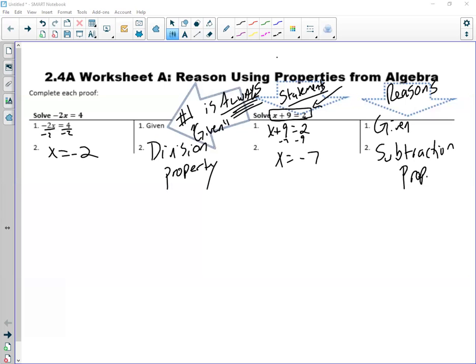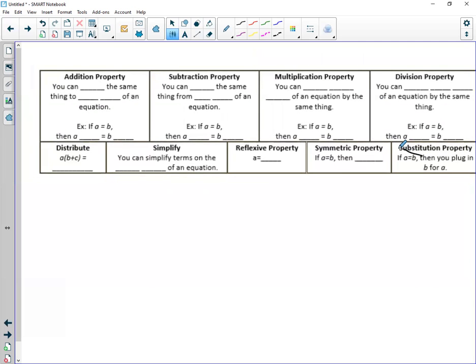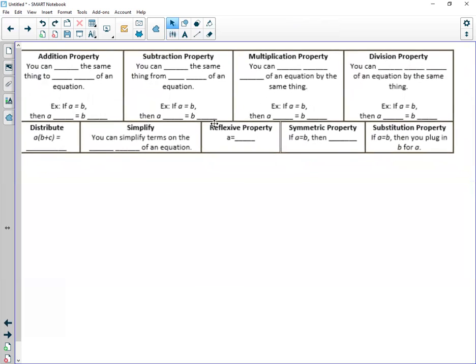So now we will go through these properties just in case you don't remember them. In case you don't remember all of these, that's fine. If you do remember all of these, that's great. But if you don't remember them, that's okay.